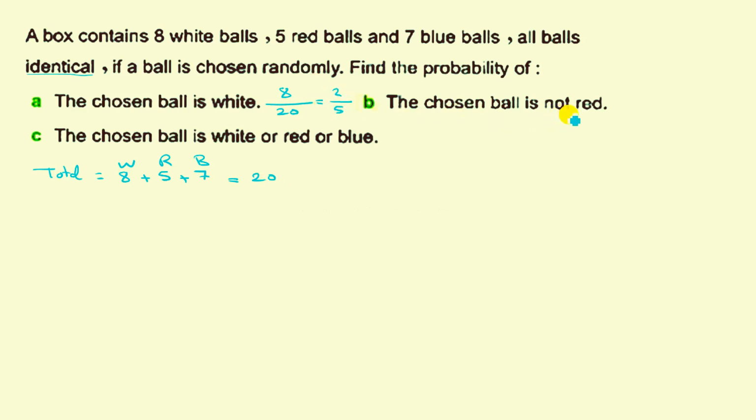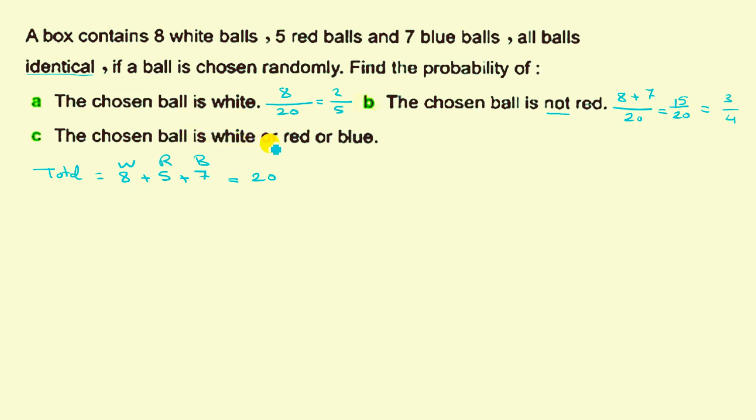The chosen ball is not red. not red يبقى white plus الوايت 8 plus البلو كام؟ البلو 7. 8 plus 7 over 20. 8 plus 7 15 over 20. اعمل simplify, divide 5 3, divide 5 4.